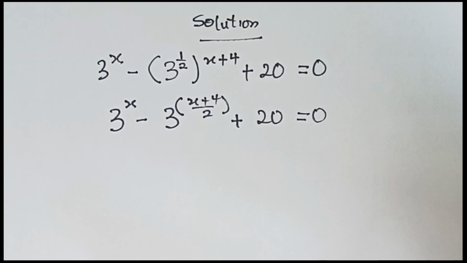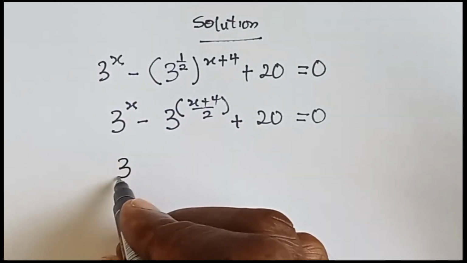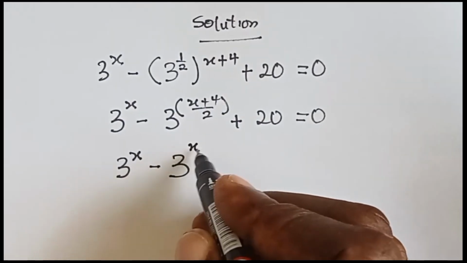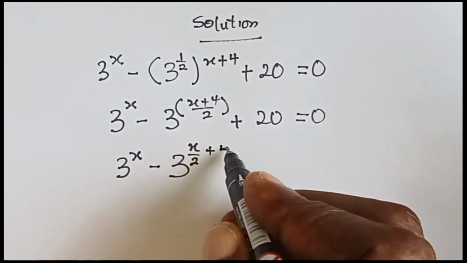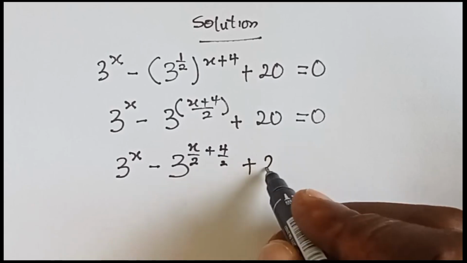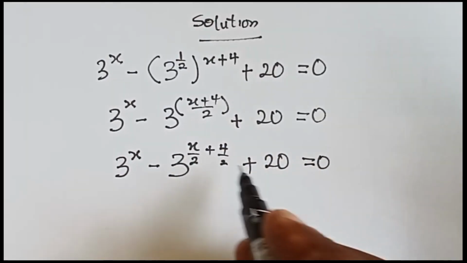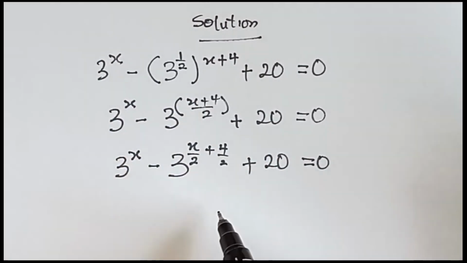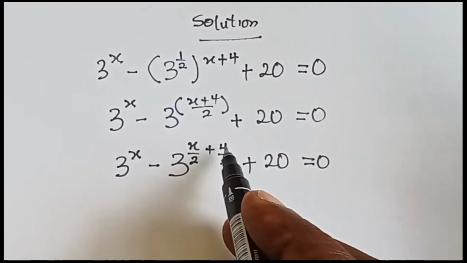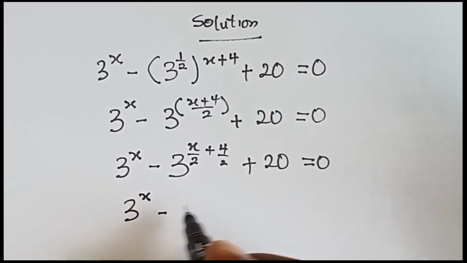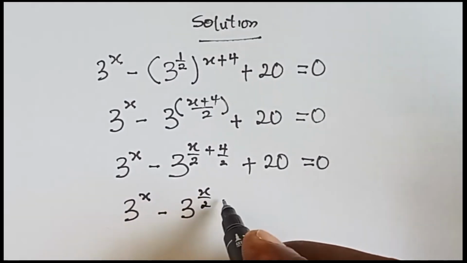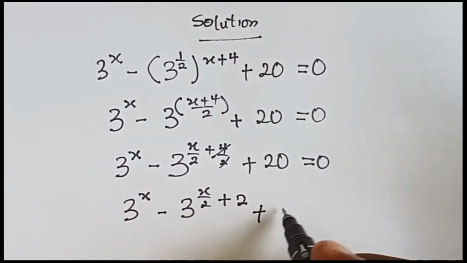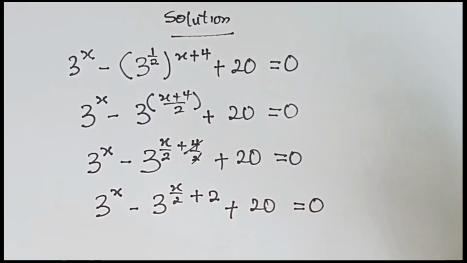Okay, from here we can rewrite this as 3 raised to x minus 3 raised to x over 2 plus 4 over 2, plus 20 equals 0. Right, so we have x over 2 plus 4 over 2. If you simplify this, we have this. Okay, from there, 2 can go in 4. So we have 3 raised to x minus 3 raised to x over 2 plus 2, since 2 in 4 is 2, plus 20 equals 0.